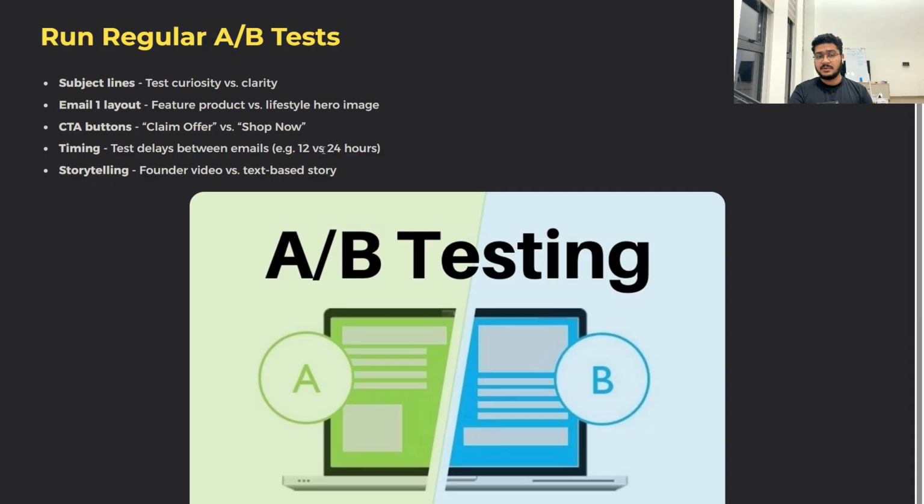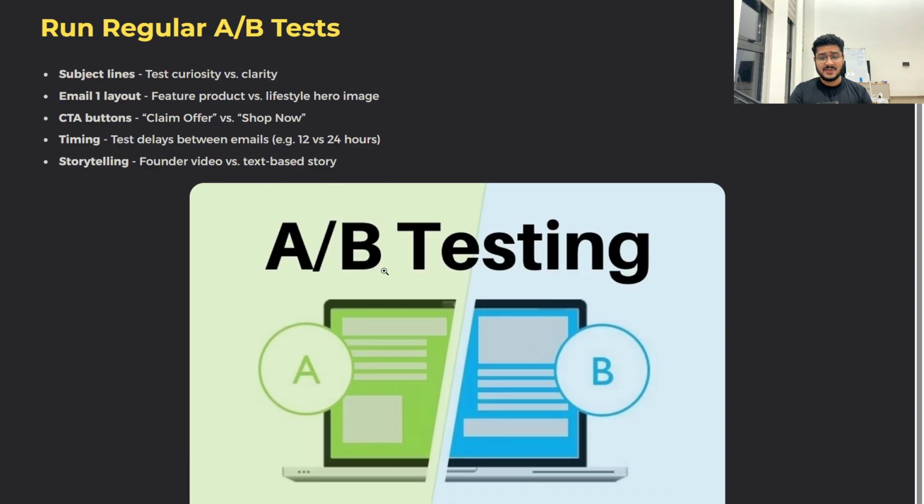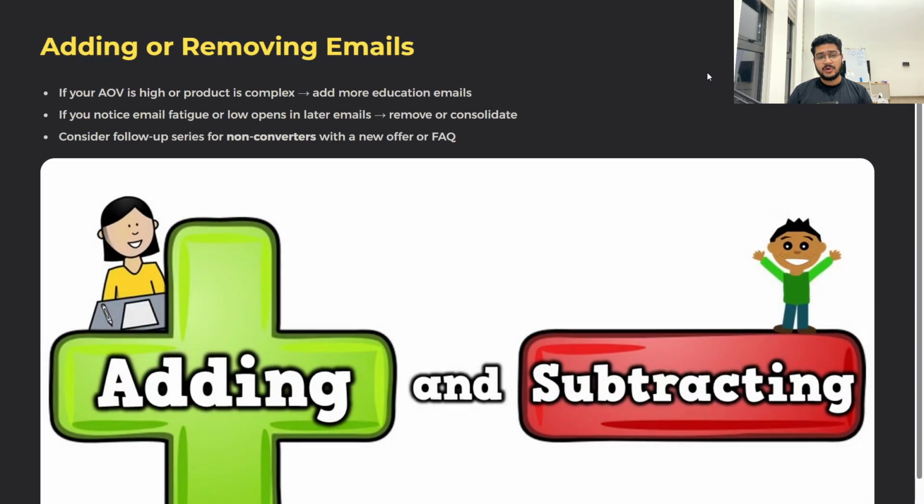What we usually do is have SMS, because you want to increase the number of touch points. We can have 2 emails for sure, but if we introduce SMS as another form of touch point, it's not overwhelming. Then storytelling, founder video plus text-based story. So just keep A/B testing. You're gonna see. And then adding or removing emails.